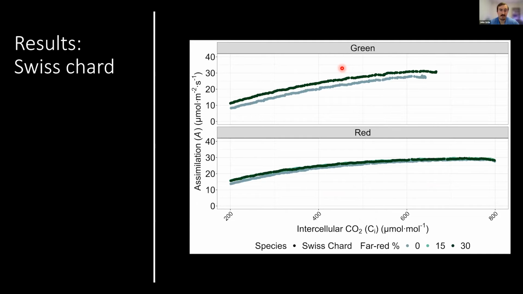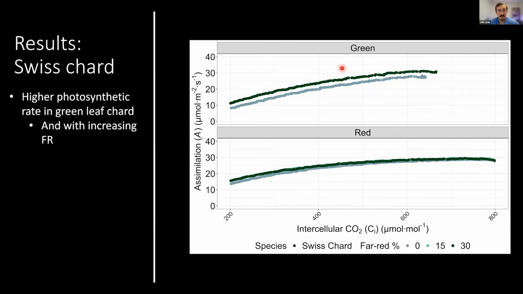Again, we see a similar thing where the green leaf Swiss chard had a higher photosynthetic capacity than the red leaf Swiss chard. We also saw that with increasing far red percentage, we do see an increase in photosynthetic rate. In green, it's a pretty big difference. In red, it's actually just a small increase only in the linear portion of this A/Ci curve.